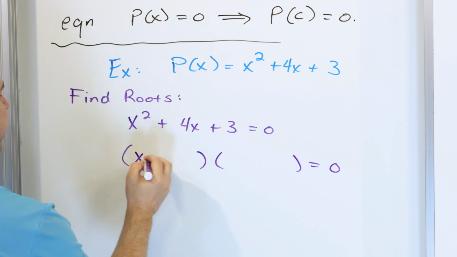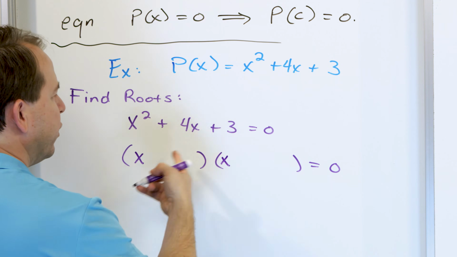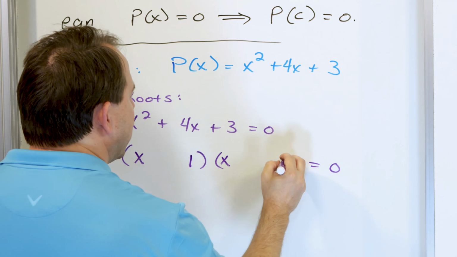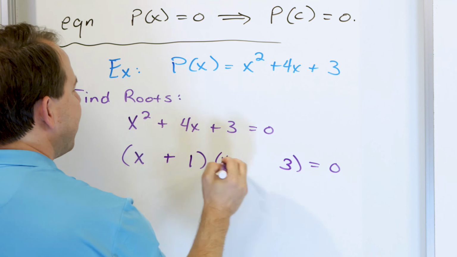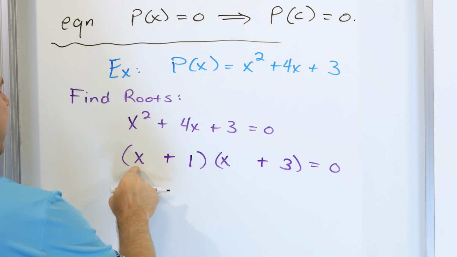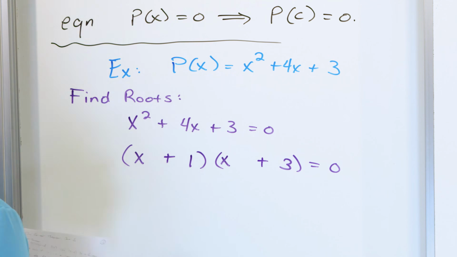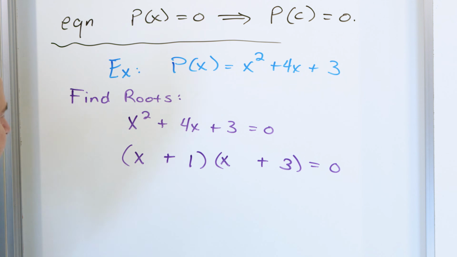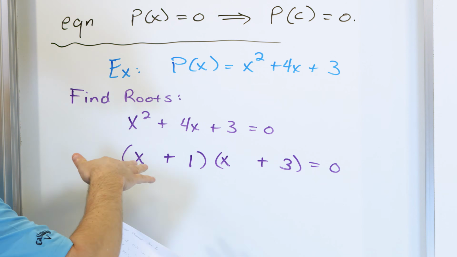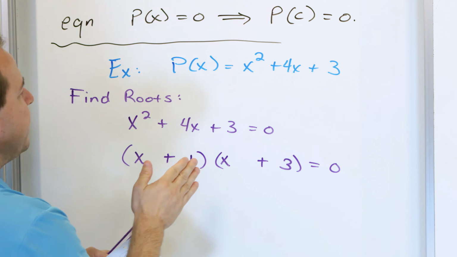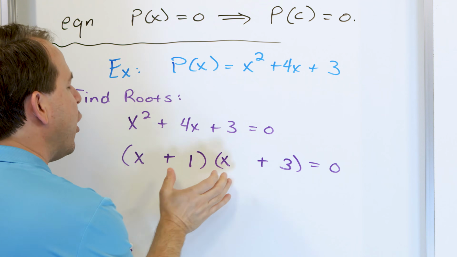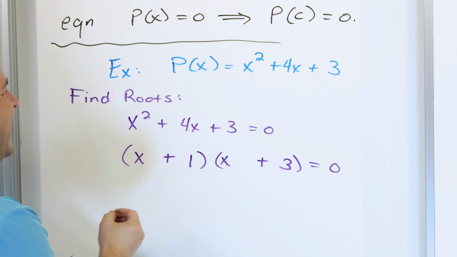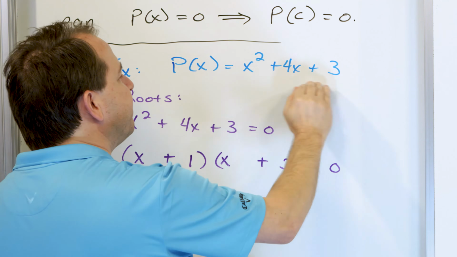We have an x squared, so it's x times x. 3 can only be multiplied by 1 times 3 to give you 3. And then we have to have plus signs here. Inside gives you x, outside gives you 3x, they add to 4x. And so, we've been doing this enough that this is the factored form. So in this example, I'm going in a different direction to show you, in this case, we already know how to factor them.